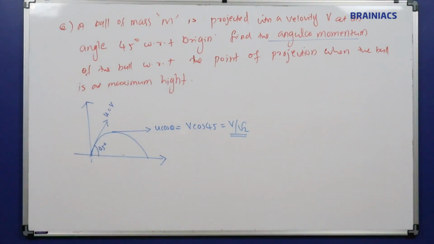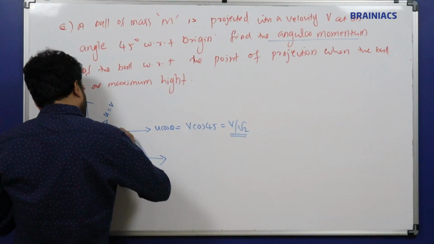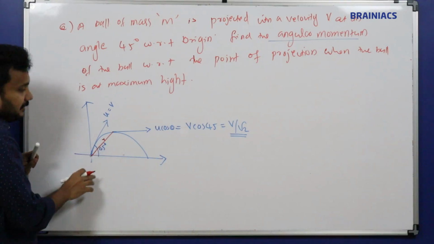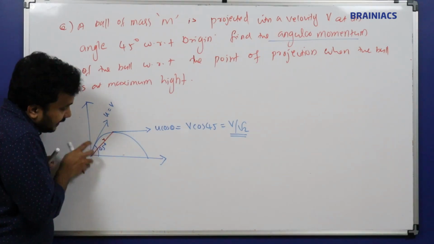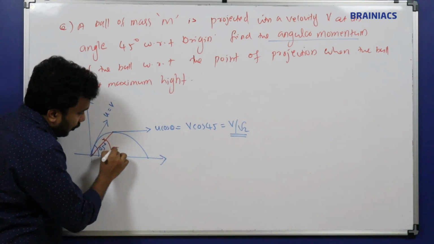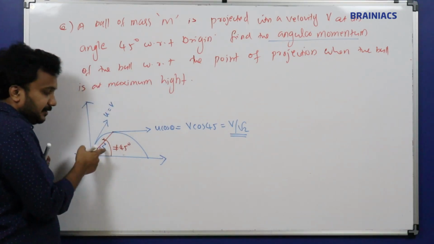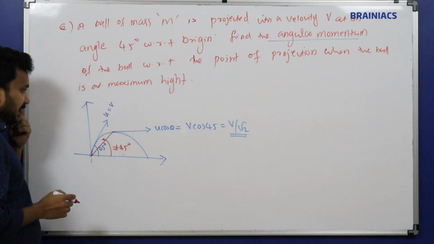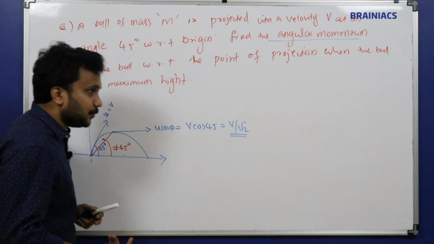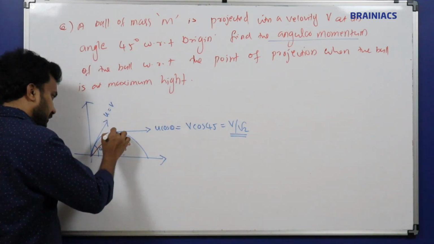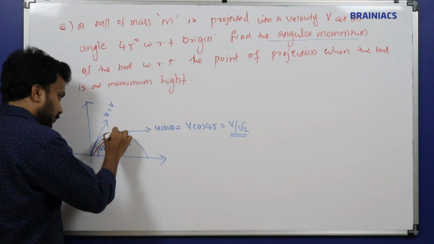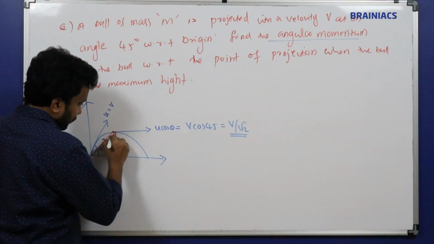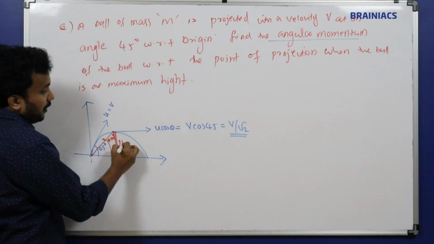I will take another color. When the ball is at maximum height, this is my r vector and this is my velocity vector. This r vector I have to split. Now this angle, the blue one, is 45 degrees, but the red one is not 45 degrees. So how should I find a distance vector which is perpendicular to velocity? This is my distance vector, and this red one is not 45 degrees.